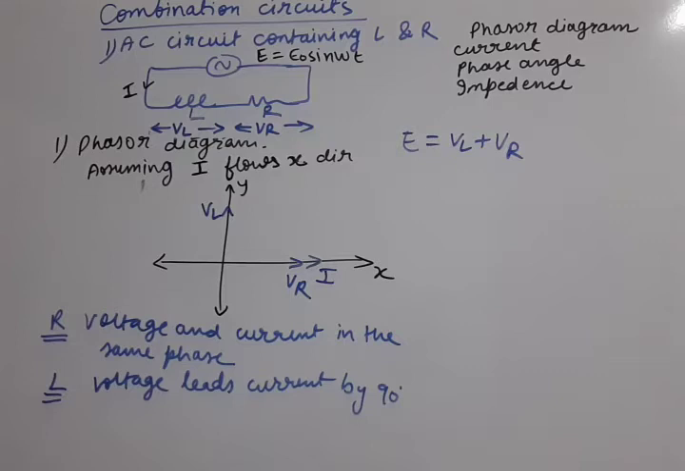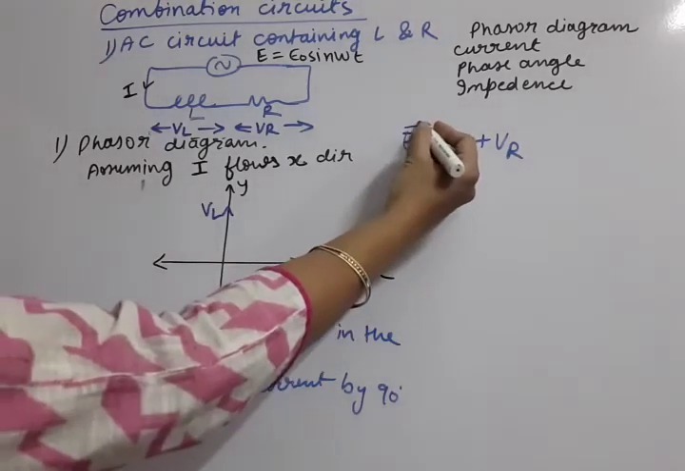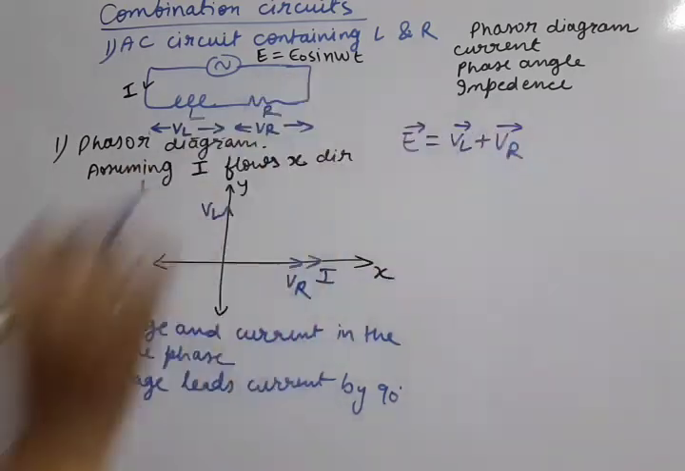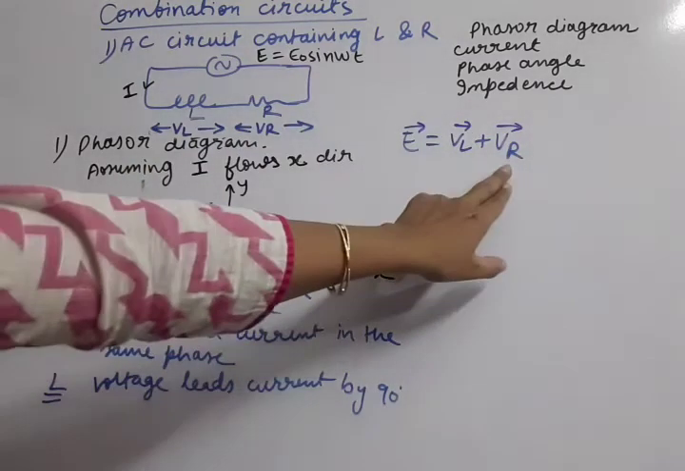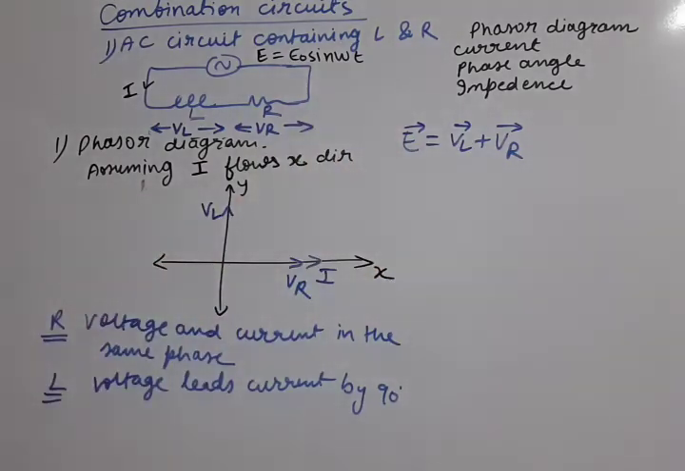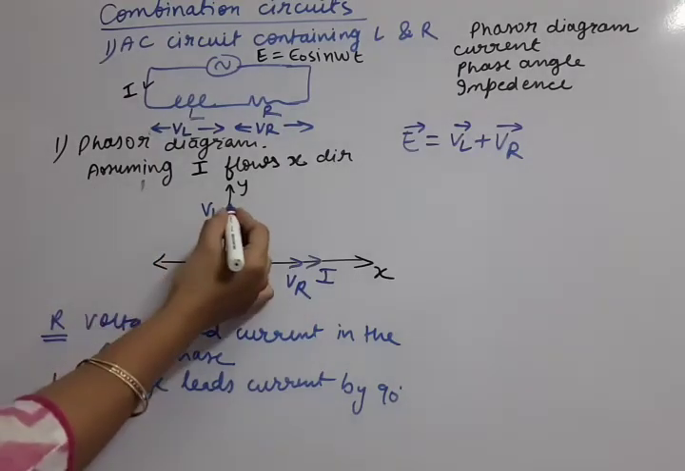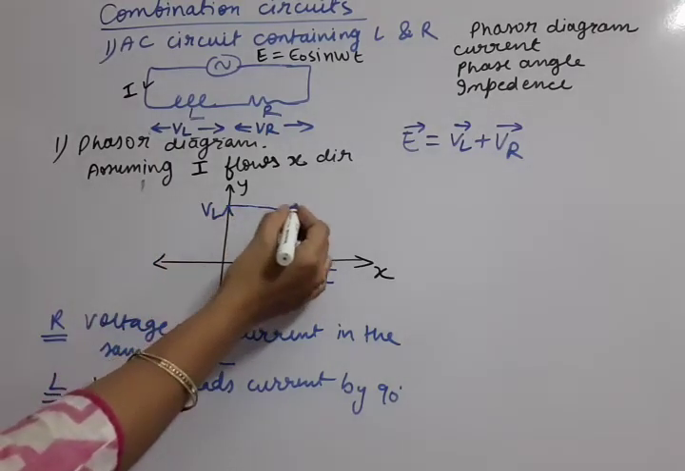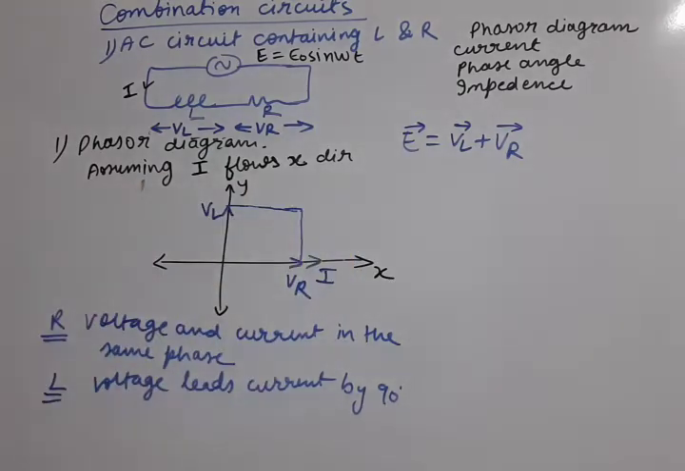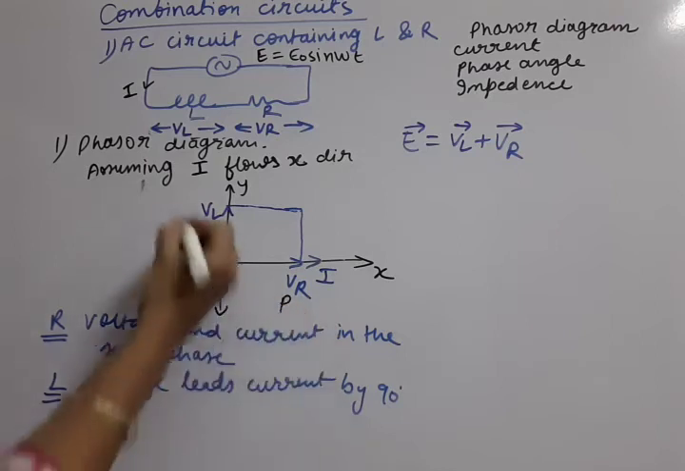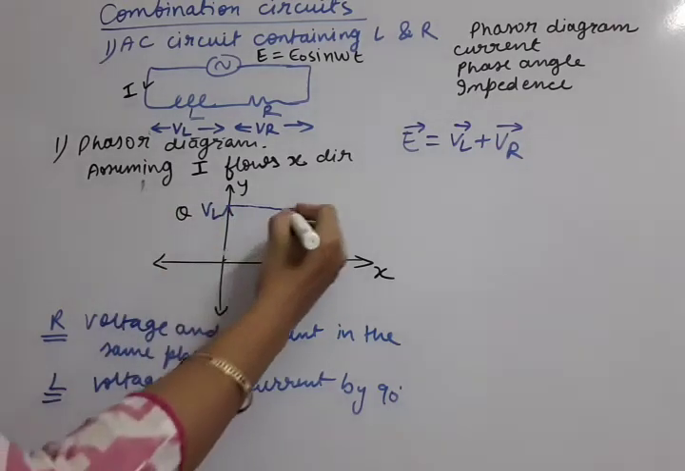Whenever two vectors are in different directions, to add them we apply the parallelogram law. So we have to show here that vectorially they can be added. The VL vector and VR vector give the total E vector. Now how do we get the resultant in this diagram? We need to complete the parallelogram, taking VL and VR as the P and Q vectors, which we generally name them. Suppose this is the P vector, this is the Q vector, so the R vector is the diagonal.